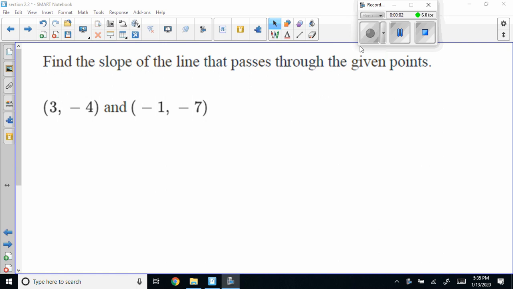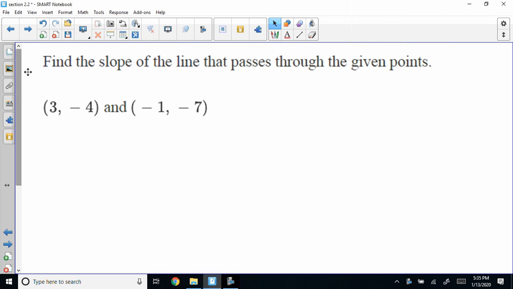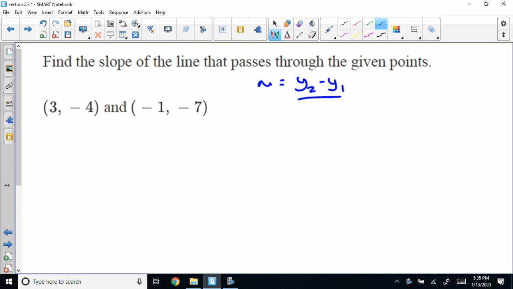Okay, so we're looking at section 2.2. This is part 2, or part B of the video that we're looking at. So we're picking up its slope, right? Yes. So what you have found is slope is what? Y sub 2 minus y sub 1 over x sub 2 minus x sub 1, correct?